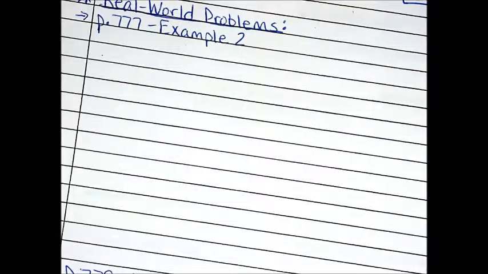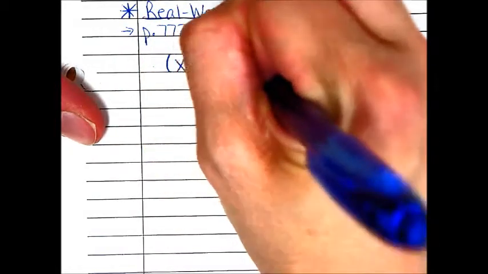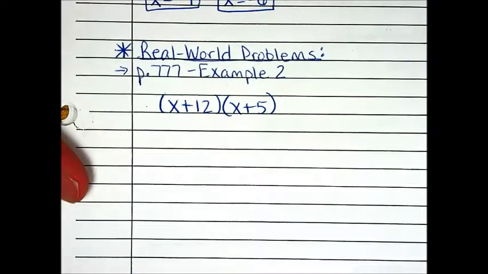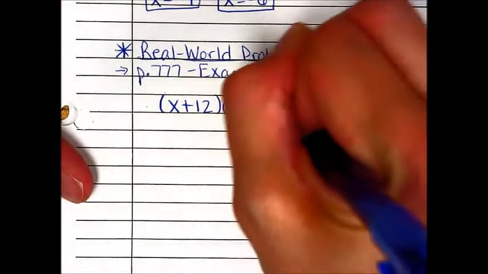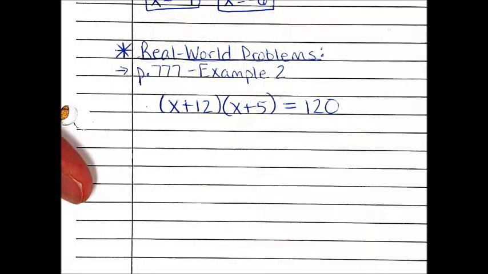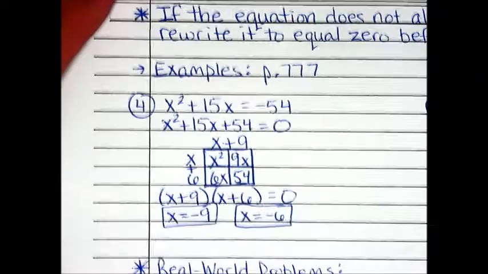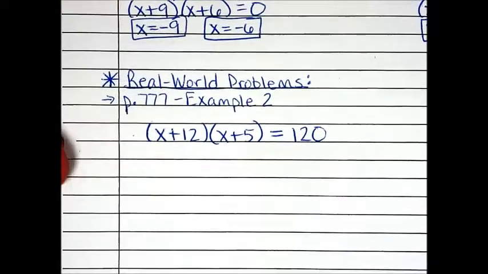So let's write this out as a problem here. Okay, we know that x plus 12 and x plus 5 are the length and width of the porch. So if I do length times width, that gets me the area, and they told me the area was 120 square feet. So hopefully you're starting to look at this and be like, oh, she said in the last problems you have to make it equal 0. Well, you do. Can't be 120.